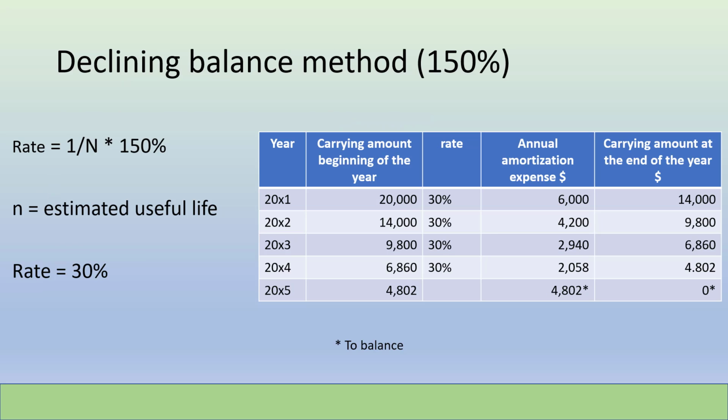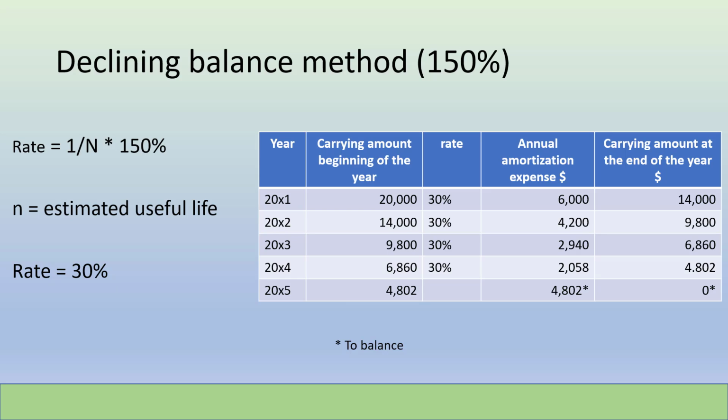Now, we talk about declining or diminishing balance. We will use 150% for illustration purposes. What we will do is get 1 divided by n, the estimated useful life, so that will be 0.2. You multiply it by 150%, and that will be around 30%. So we have here the table to illustrate how the depreciation goes through each year, and you can see that it will vary.